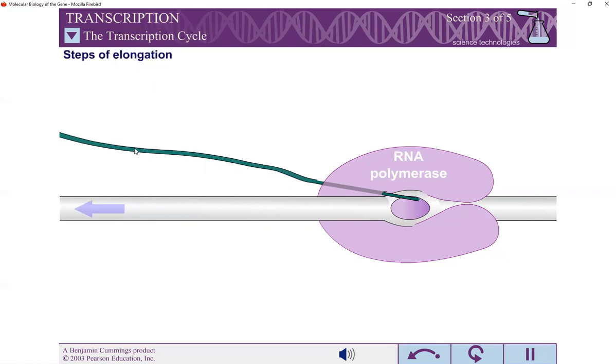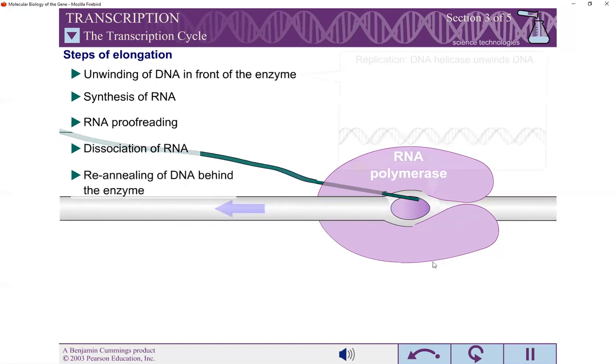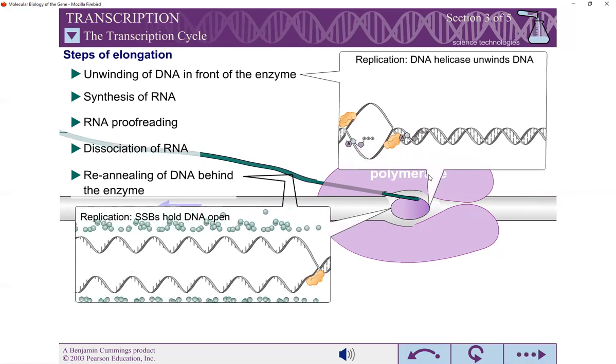During elongation, RNA polymerase unwinds the DNA in front of the enzyme, synthesizes RNA, proofreads RNA, dissociates RNA from the DNA, and reanneals the DNA behind the enzyme. Now, in contrast with DNA polymerase, before we move towards the process of transcription, let us have a look at the process of initiation through Pathfinder.